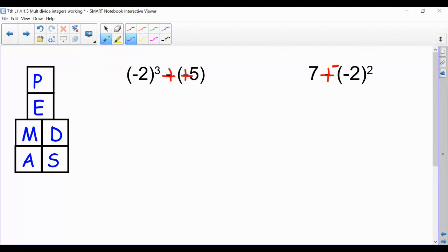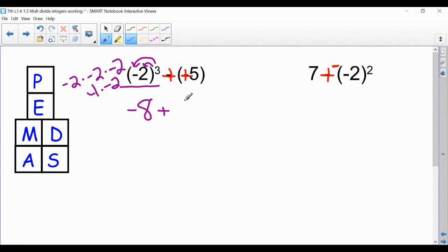Let's go back to the first problem. First one says -2 to the power of 3 plus 5. Parentheses here are all just around numbers to make sure you see their signs. But our exponent that we have to deal with is -2 to the power of 3. This exponent applies to everything inside here. So our multiplication problem is -2 times -2 times -2. -2 times -2 is +4 times -2. So our answer here is -8.